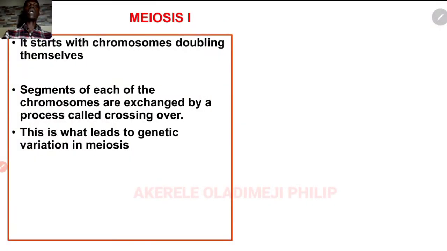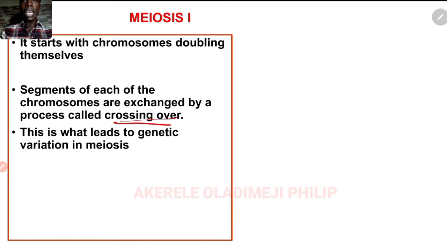So Meiosis 1, this is a summary really. Now it starts with chromosomes doubling themselves. Like I told you, if a cell were to divide by meiosis or mitosis, the chromosomes must double in number, like it's going to multiply itself into 2. Now, segments of each of the chromosomes are exchanged by a process called crossing over. This is what leads to genetic variation.